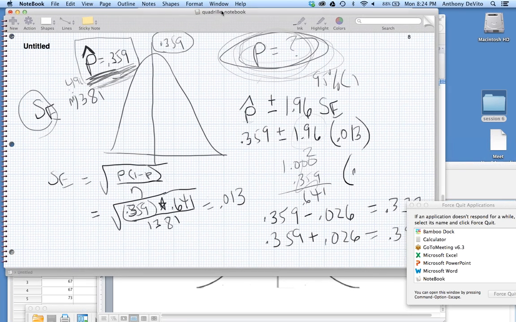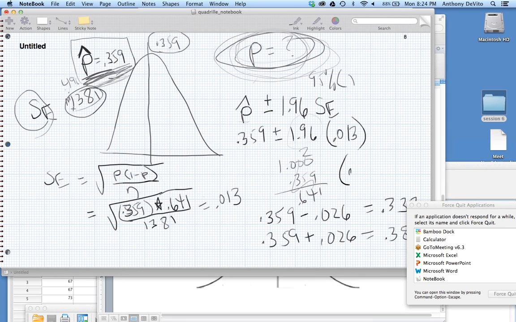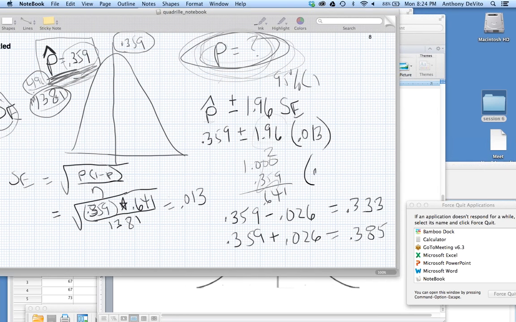Now, what I did was I took a sample of 1,381 people, and I found that 491 of those people were willing to accept this proposition. A proportion of 35.9% of the people, a proportion of 0.359. Well, based on that sample size and that probability, I found that my 95% confidence interval is 0.333, 33.3%, to 38.5%, 0.385.